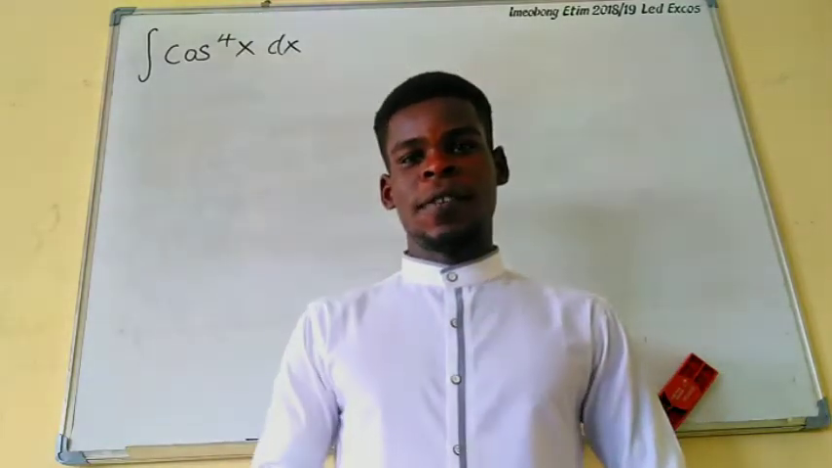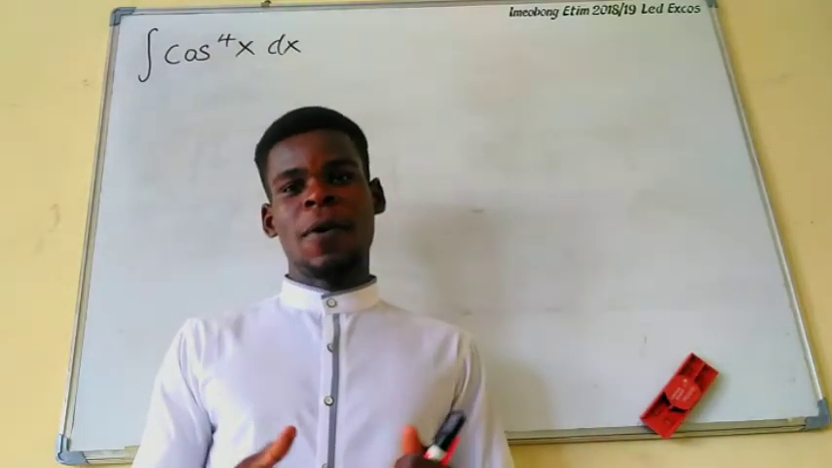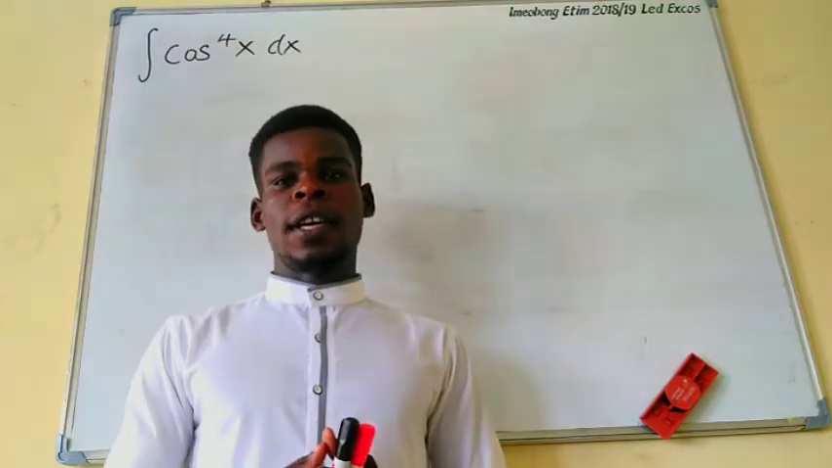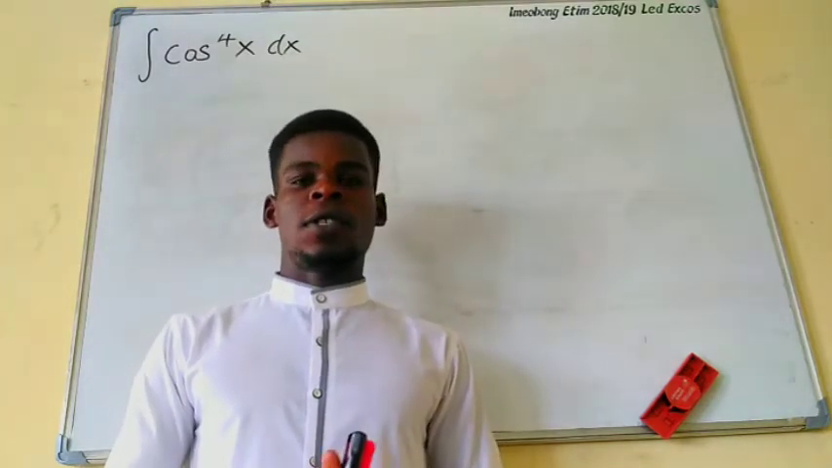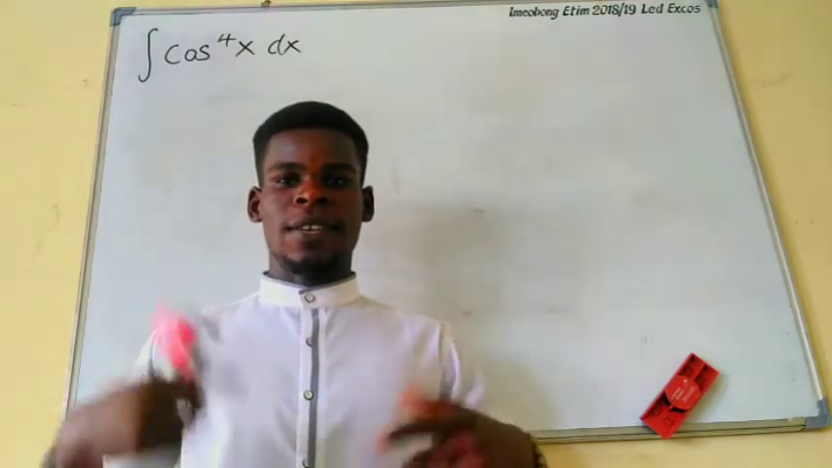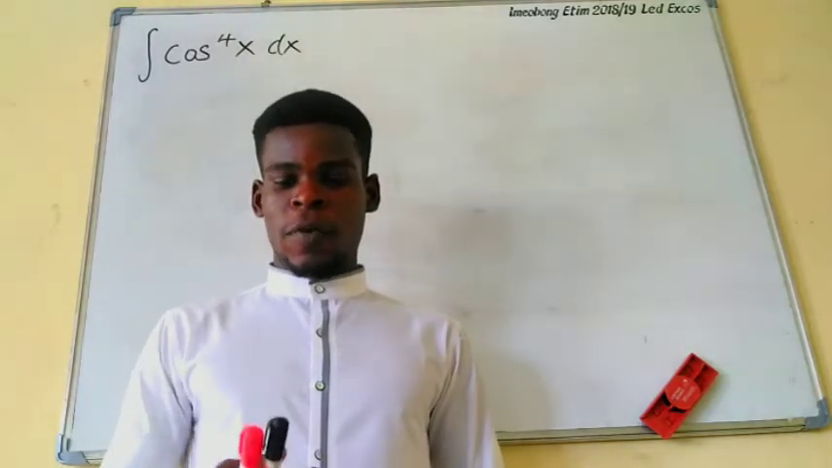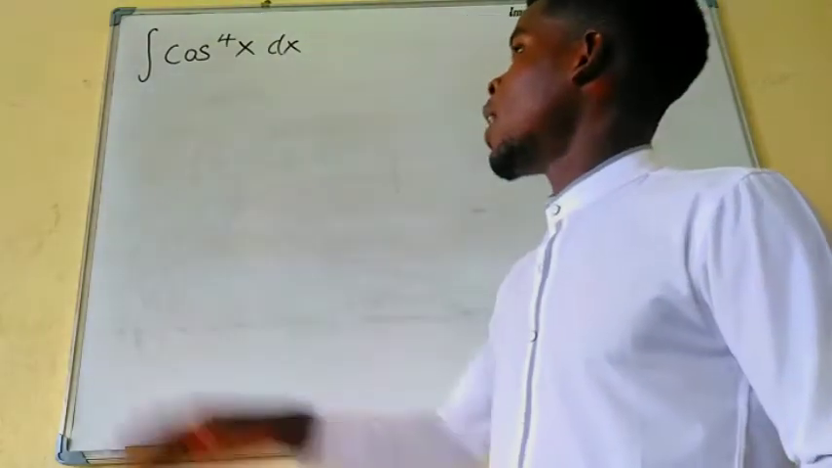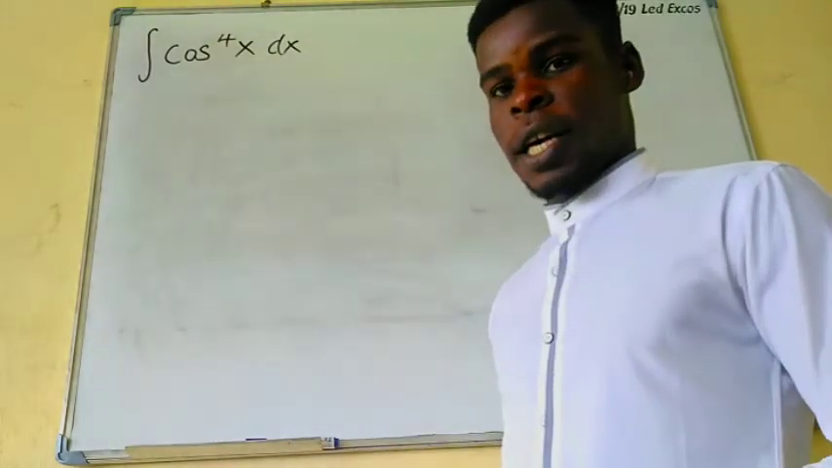Now here we want to integrate cosine to the power of four of x with respect to the x variable. Now we're going to do this using some trick substitution initially, then we go on with our normal way of integration. Okay, so here I'm going to do the trick substitution like I told you.